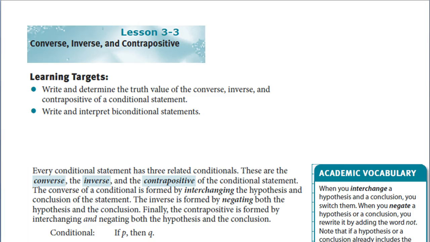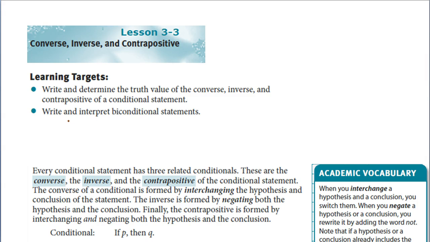This video is for lesson 3-3 about converse, inverse, and contrapositive. Learning goals are to write and determine the truth value of the converse, inverse, and contrapositive of a conditional statement. In the previous lesson, we discussed conditional statements, a certain type of sentence that often uses the words if and then. Converse, inverse, and contrapositive are all rearrangements of that sentence, changing parts of it around. Discussing the truth value means deciding whether the sentence that we create is true or false.